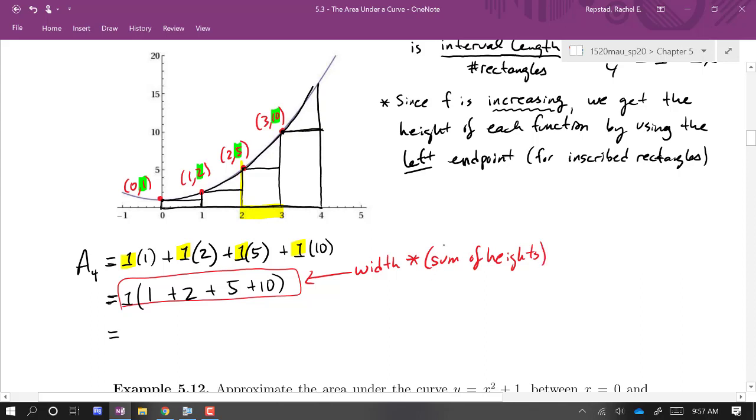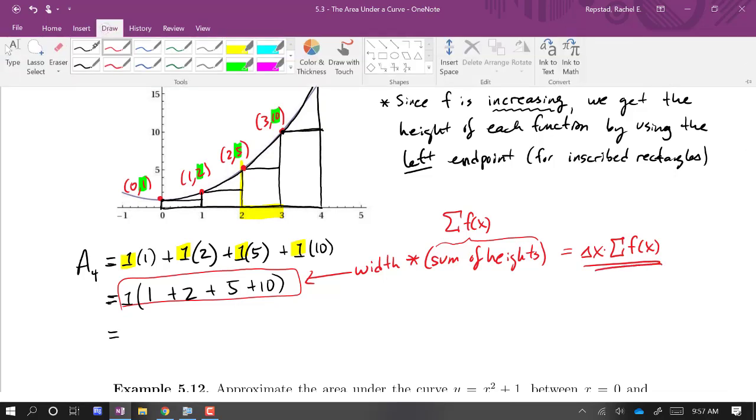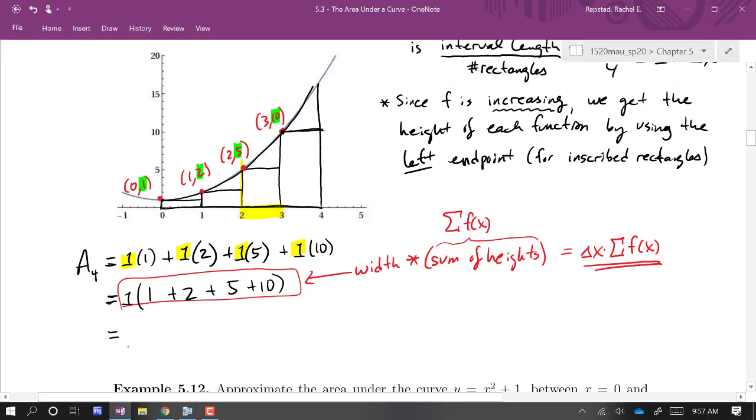Now the sum of all the heights we indicate by taking a sum. We use this little sigma notation, and the heights are these f of x values. So this might be rewritten as delta x times the sum of our f of x values. And when you do this all out, we get 18. Now here's one thing I can tell you for sure about the area under that curve, and that is that it is bigger than 18.